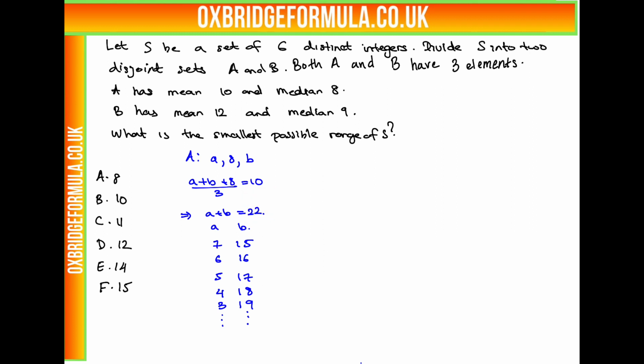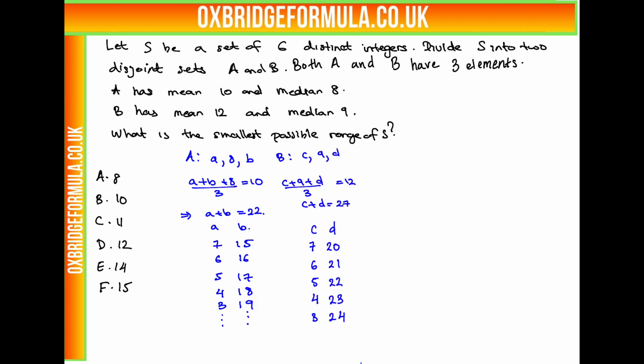Now, since we're told that all elements are distinct integers, a cannot be equal to 8. And a cannot be bigger than 8 either, because a is labeled as the smallest element. So a can take values from 7, 6, 5, 4, 3, and so on. And the corresponding values of b will be 15, 16, 17, 18, 19, and so on.